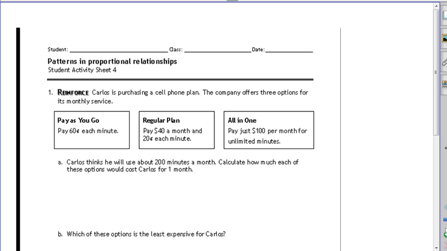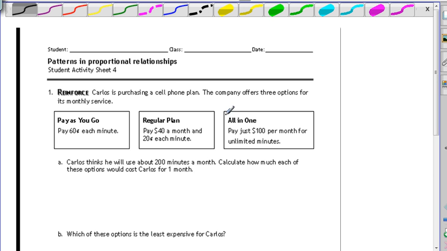Now here we go. Number one says Carlos is buying a cell phone plan. The company offers three different options. The first one's called Pay As You Go and pays 60 cents each minute. Then the middle plan is called a regular plan, and that pays $40 a month and 20 cents each minute. Our last one is all-in-one, so you just pay $100 per month for unlimited minutes.